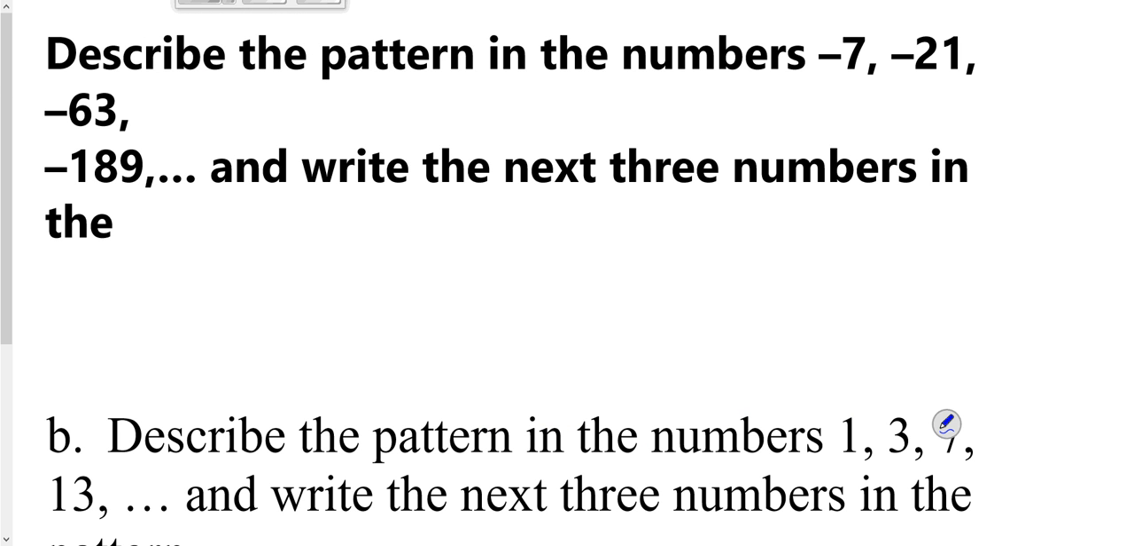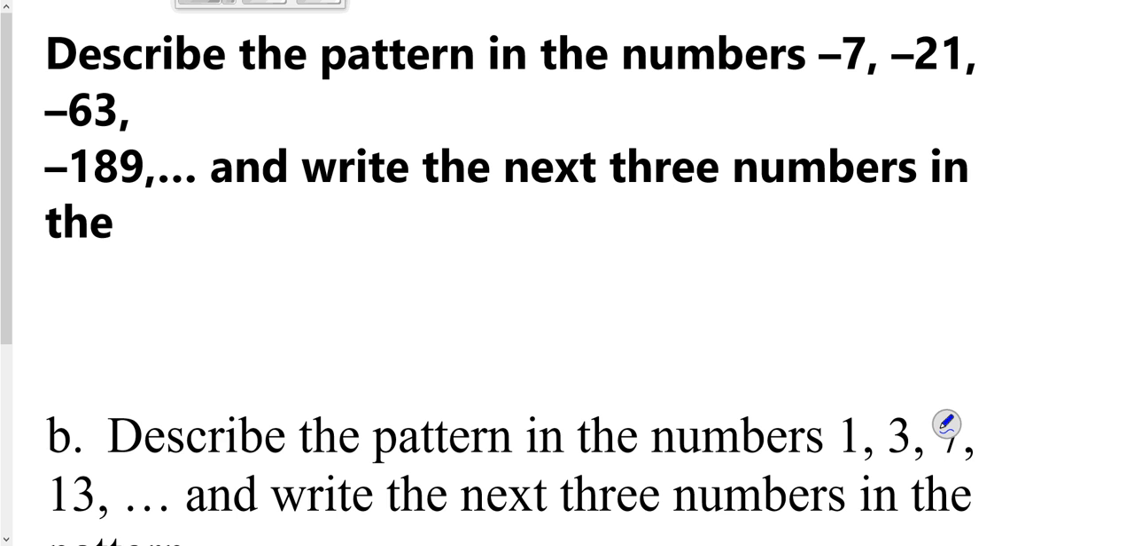So next, it's asking us to describe the pattern in the numbers -7, -21, -63, and -189, and then write the next 3 numbers in that pattern. So we need to look at what is changing whenever we go from -7 to -21. It might be adding or subtracting, or it could be multiplying or dividing. Whatever it is, we have to find that pattern.